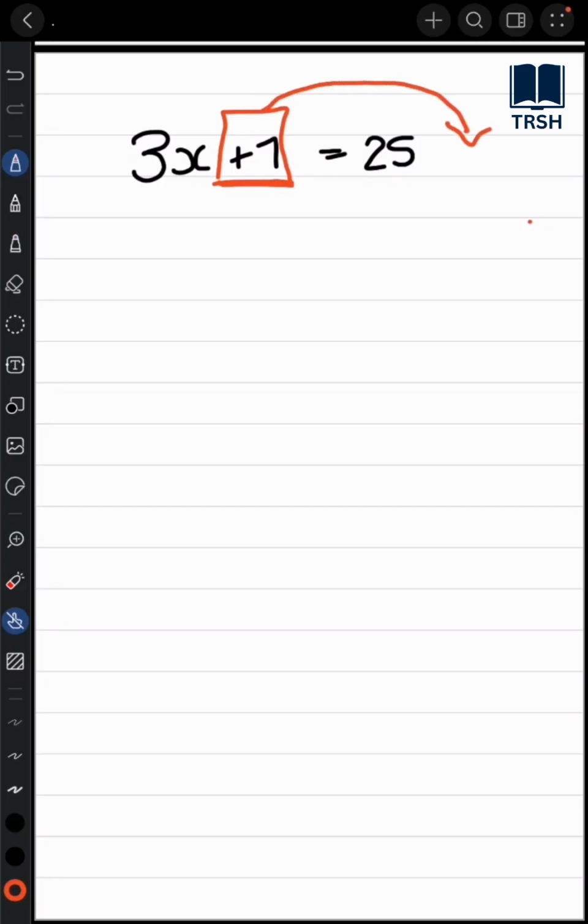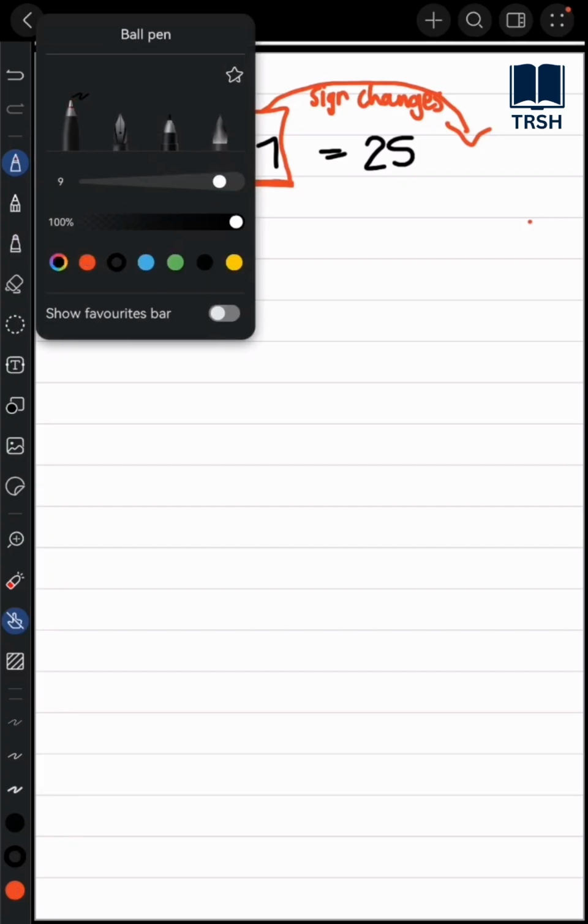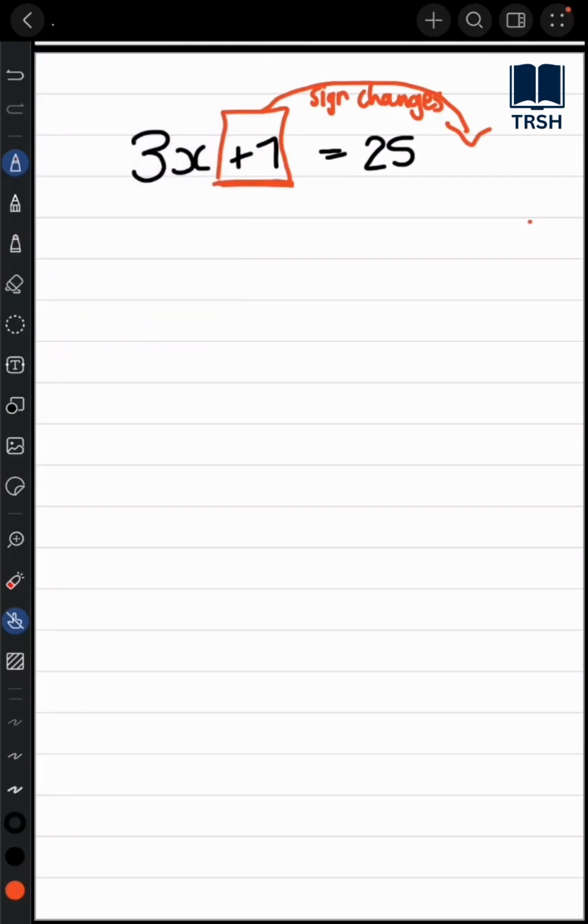When you take it to the other side, then the sign changes, okay? So we get a different sign. So what are we going to be left with on the one side? We're going to be left with 3x is equal to 25, and now that positive 7 would have changed to a minus 7 if we take it to the other side. So now that sign has changed.